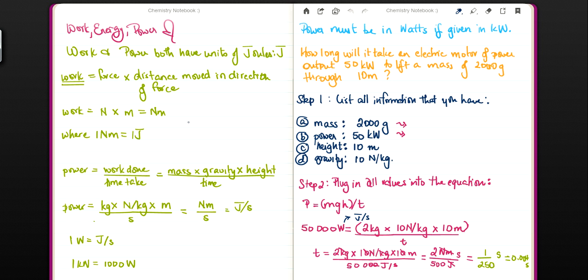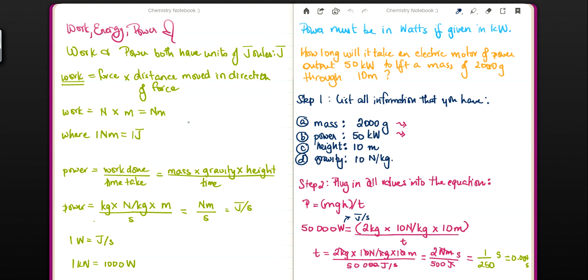Power, on the other hand, is work done over time taken. Expanded, it means power is equal to mass times gravity times height, all over time. Now, we end up getting units of joules per second, because mass is usually in kilograms, or should be in kilograms, and gravity is in newtons per kilogram, whereas height is in meters, all divided by seconds.